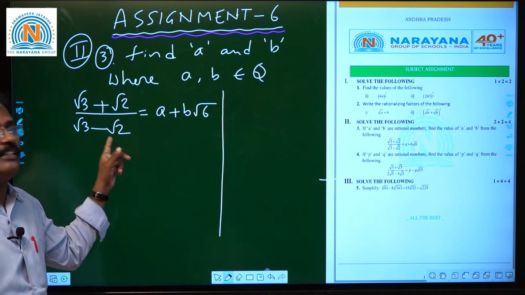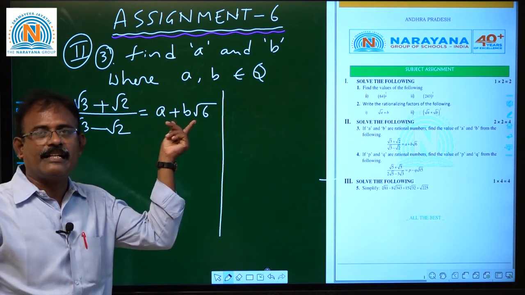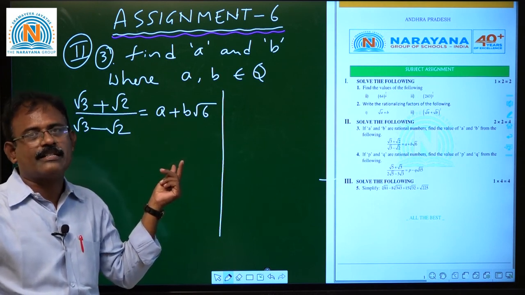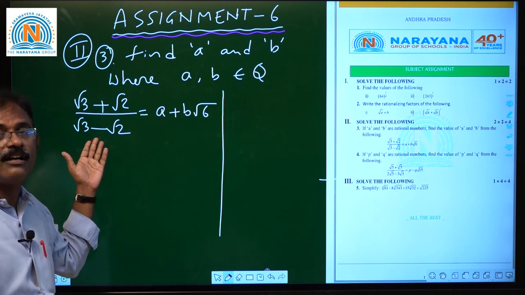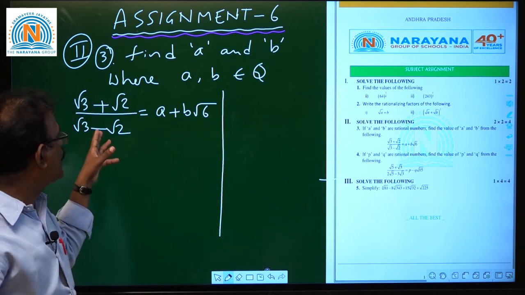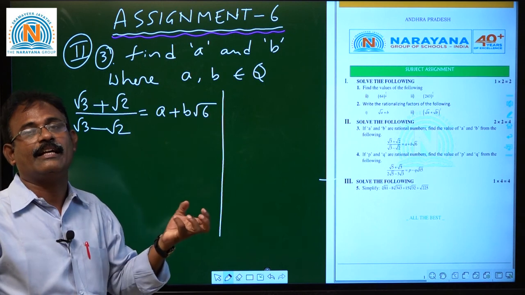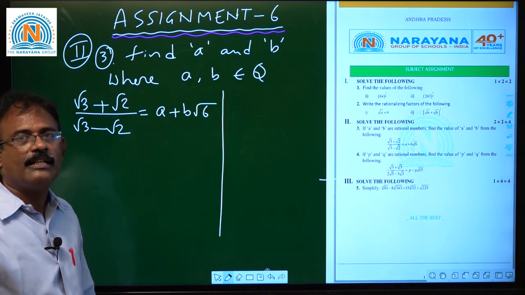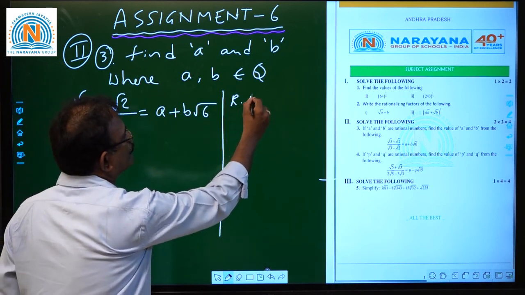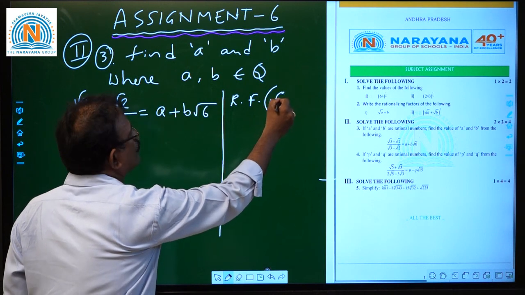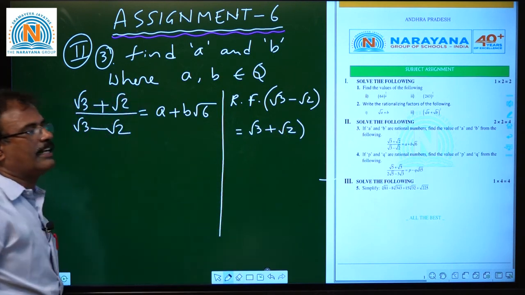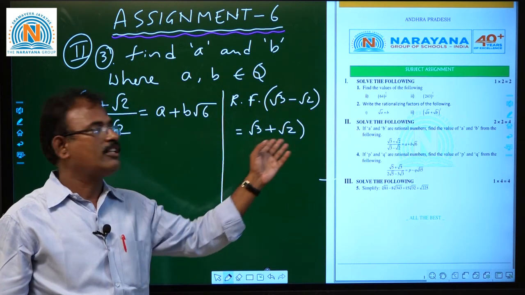Before going to this, first of all, if you observe the right side of the equality sign, there is no denominator. So let us remove the denominator in the LHS, the left hand side of the equality sign, also. How to remove the denominator of any fraction when the denominator is in terms of an irrational number? By rationalizing the denominator. So what is the rationalizing factor of root 3 minus root 2? Rationalizing factor of root 3 minus root 2 is root 3 plus root 2.